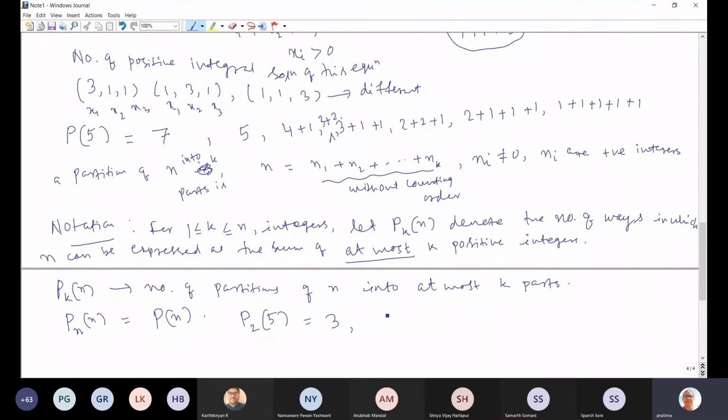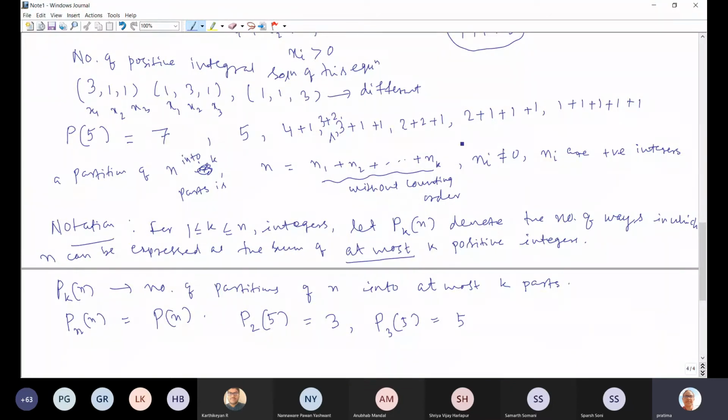Similarly, P35 means partitions of 5 into up to 3 parts. So up to 5 parts you can have 5 such partitions of n.